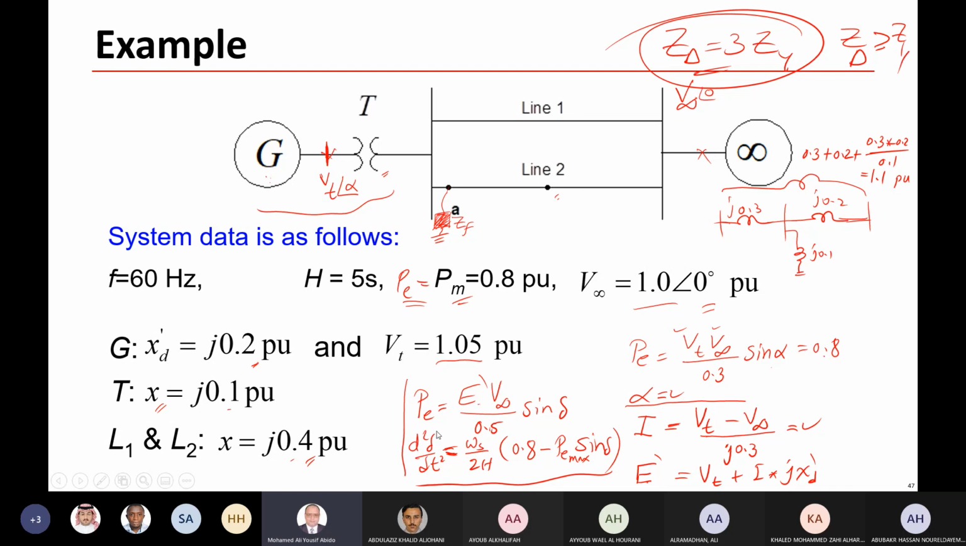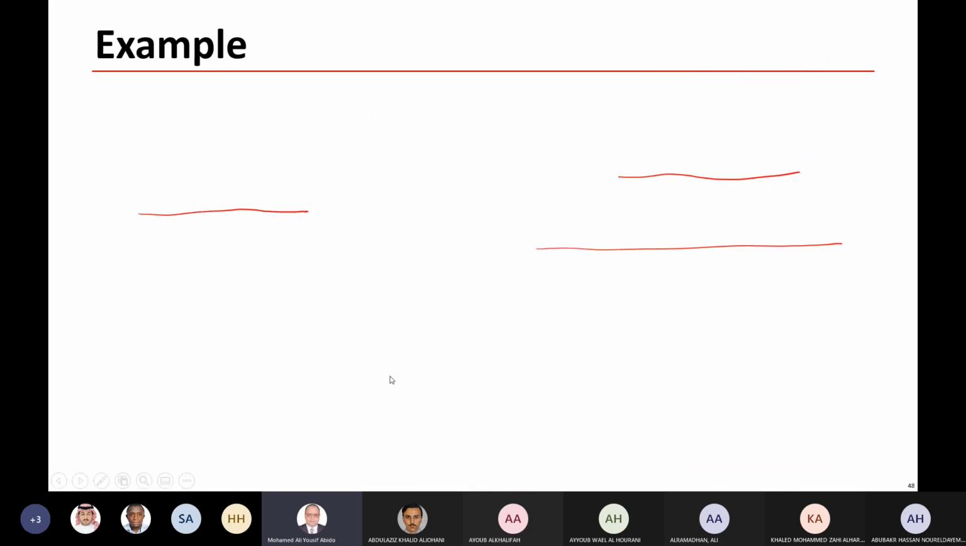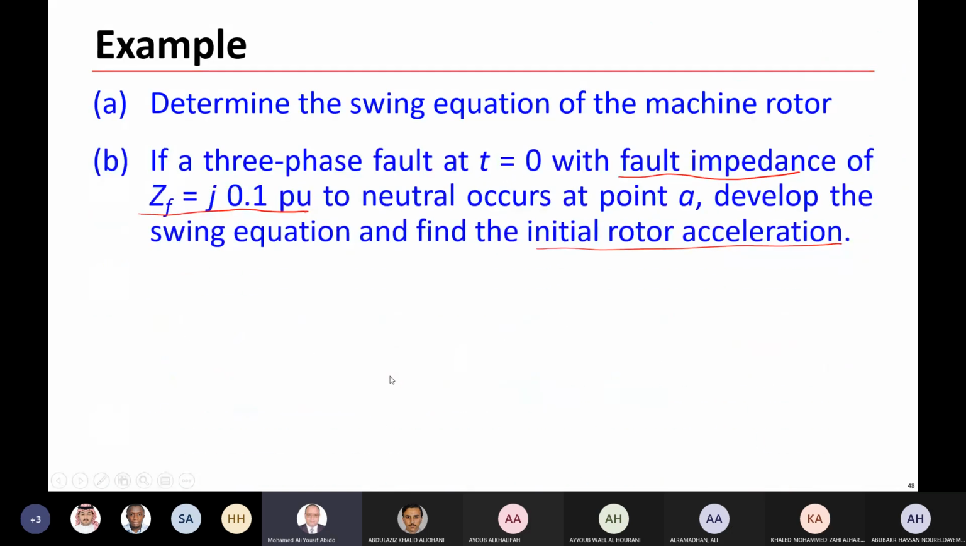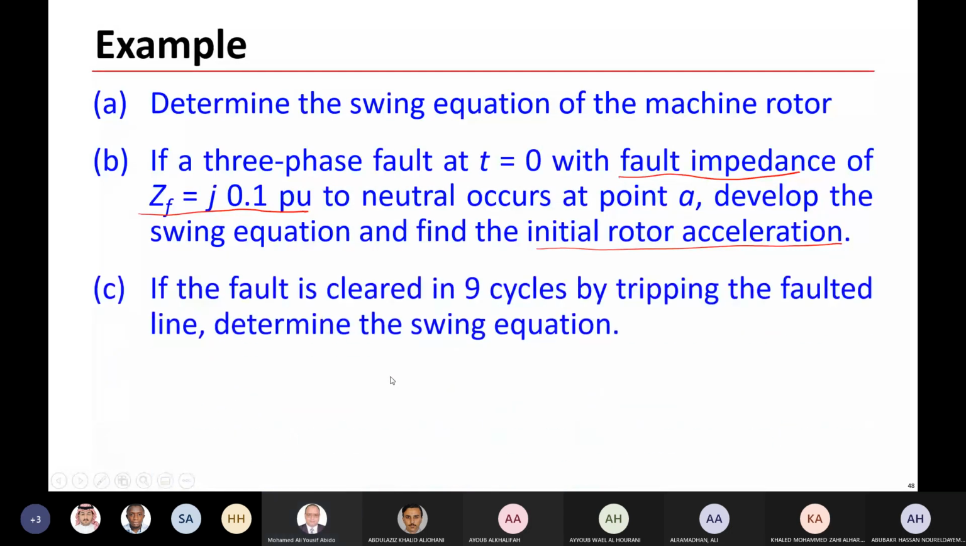It becomes 1.1. So this is the transfer impedance during the fault. In this case, we can write Pe equal to E prime, constant, times V infinity over 1.1 times sin delta, and we can write the swing equation during the fault. Also, let us see what the switching scenario is. If the fault is cleared in 9 cycles, how long is this in terms of seconds?